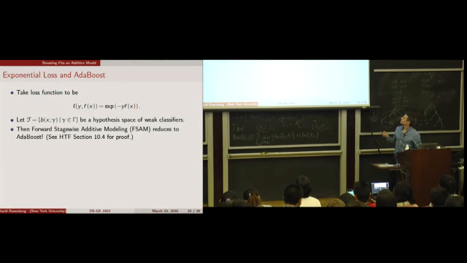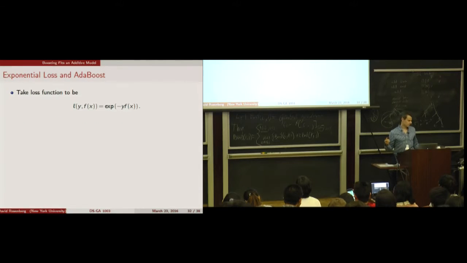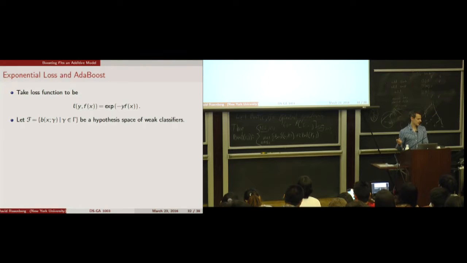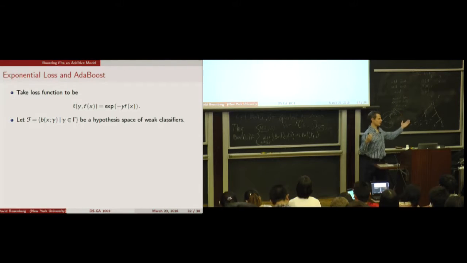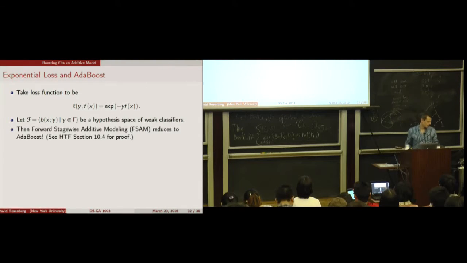I have a picture later on. But it turns out with this loss function, and if our hypothesis space is a set of weak classifiers, just like we had for AdaBoost, our black box hypothesis space, then it turns out that this procedure, forward stage-wise additive modeling, reduces exactly to AdaBoost, with a small caveat. You can see the Hastie, Tibshirani, Friedman book for a proof. It's good to work through.